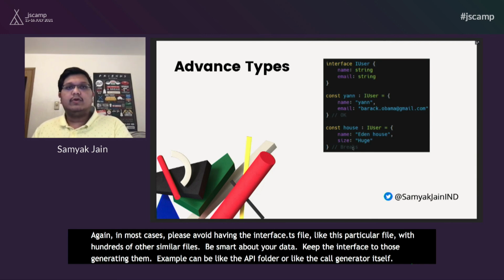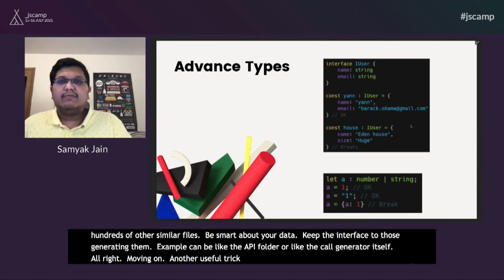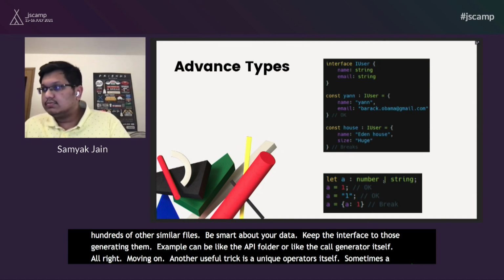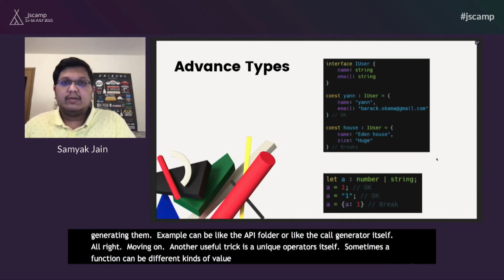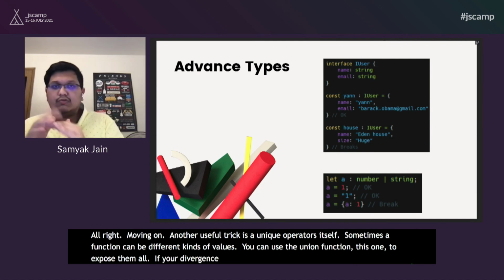All right, moving on. Another useful trick is the union operator itself. Because sometimes a function can take or return multiple kinds of values, you can use the union operator, this one, to express them all. If your signature becomes more complex, TypeScript also supports overloading that you can use to simplify your code base.